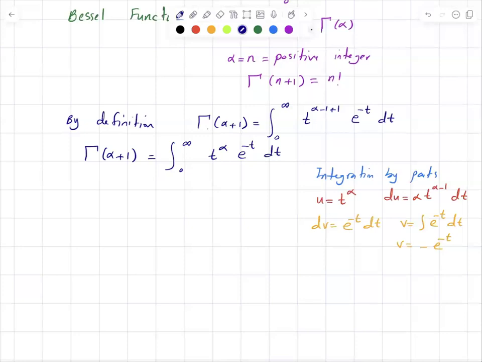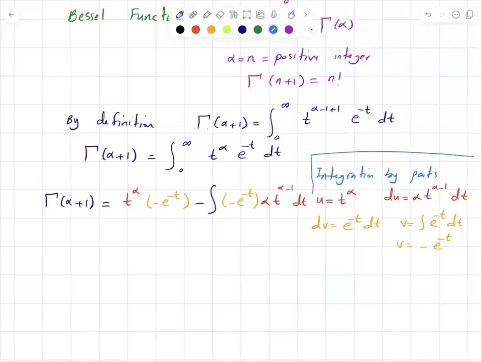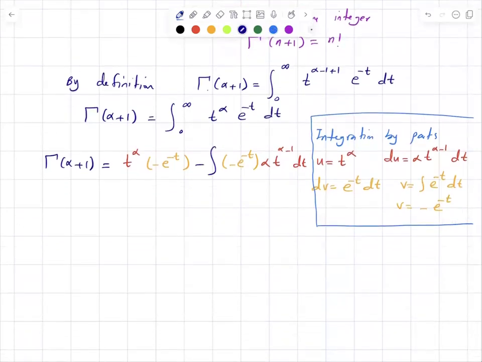So let us go back to our integral. The gamma of alpha plus 1 is equal to uv, which is t to power alpha times negative e to power negative t, minus the integral of v du, negative e to power negative t, and du is alpha t to power alpha minus 1 dt. So let me just put this one in a box to avoid any confusion. Very good. Let's continue the process.